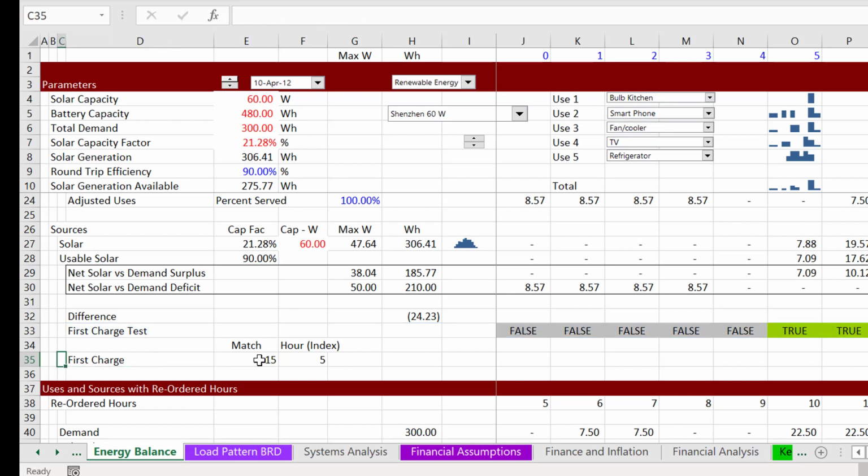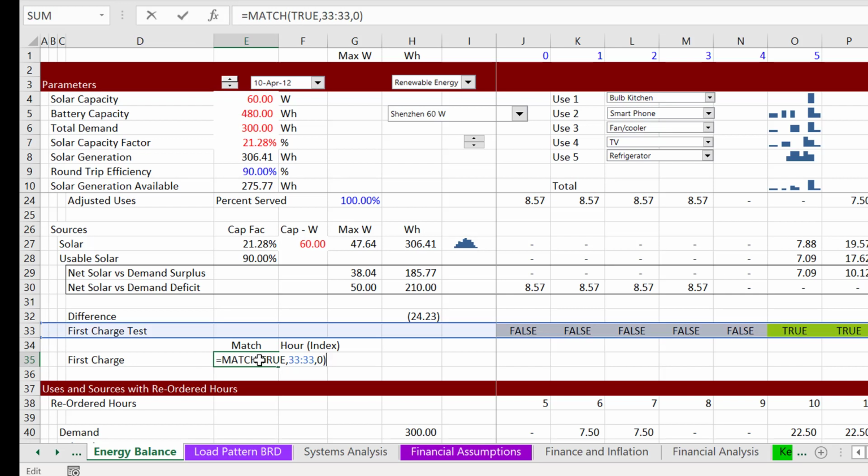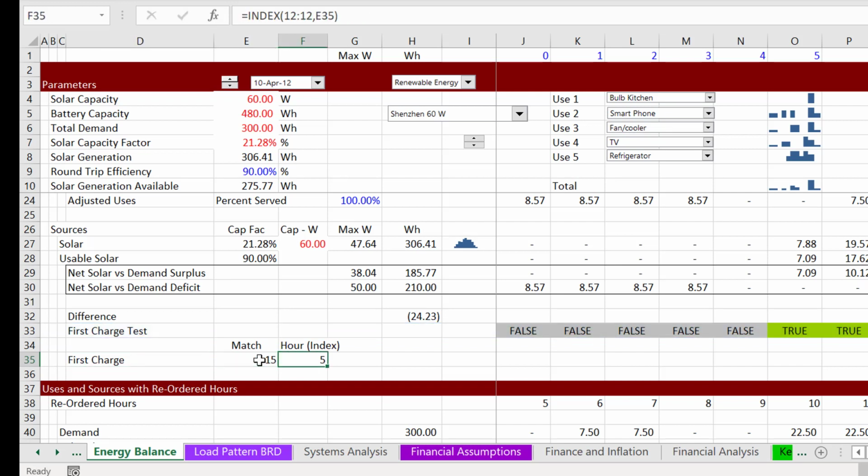So what we're going to do is find the first column where we hit a true. If you put a 0 on the match like this, and just type in the word true, or if in Germany it's wahr, right? Then you find the first time it hits true, and that's in column 15.